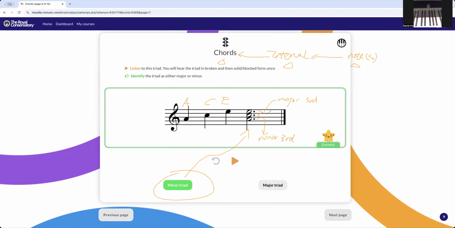We know the bottom ones are minor and the top ones are major, and those 2 are minor. This one is called minor. So I have a question: if we have 2 major thirds, top is major and bottom is major, or 2 minor thirds, top is minor and bottom is minor, what are they called?